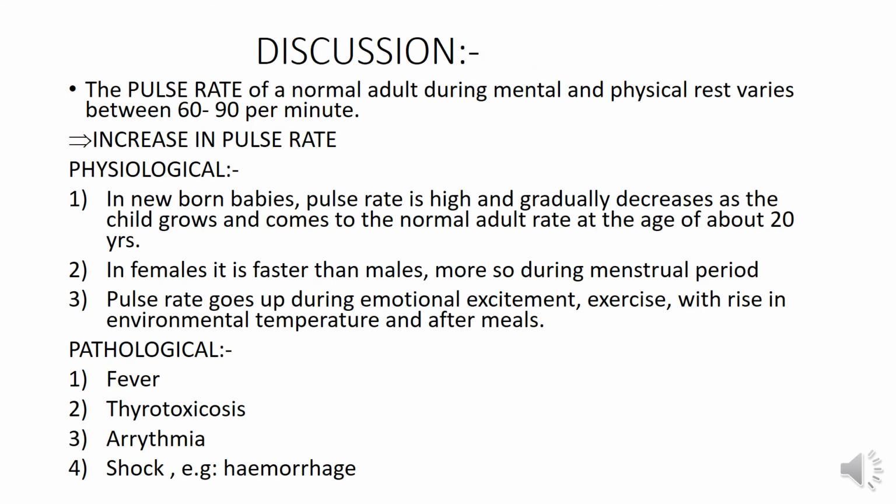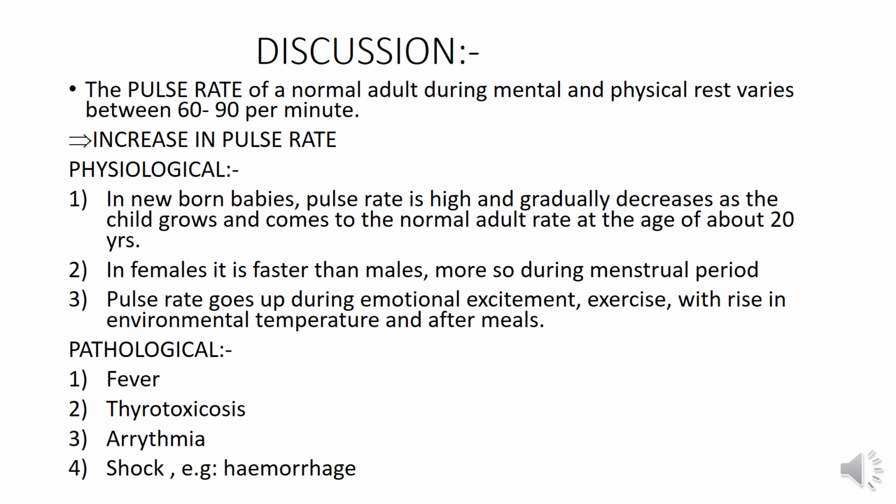Now coming to the discussion part. The pulse rate of a normal adult during mental and physical rest varies between 60 to 90 per minute. So, what are the conditions in which there is an increase in the pulse rate?